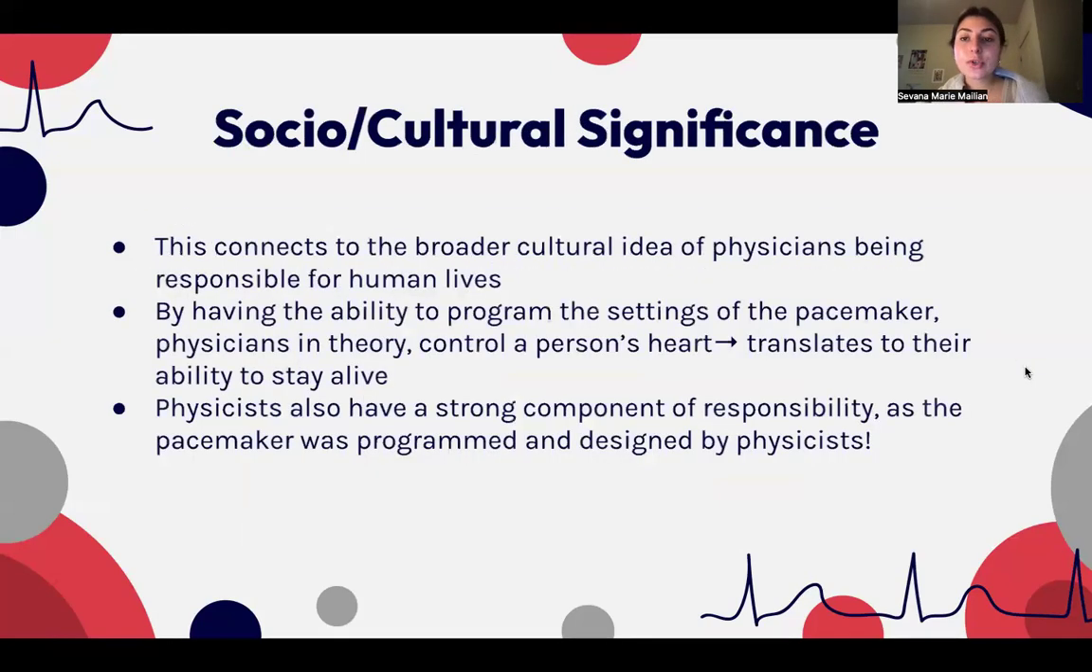Looking at the sociocultural significance, it connects to the broader cultural idea of physicians being responsible for human lives by having the ability to program the settings of a pacemaker. And so physicists also have a strong component of responsibility with this, as they are the people who are programming and designing these circuits and these different components of the pacemaker.